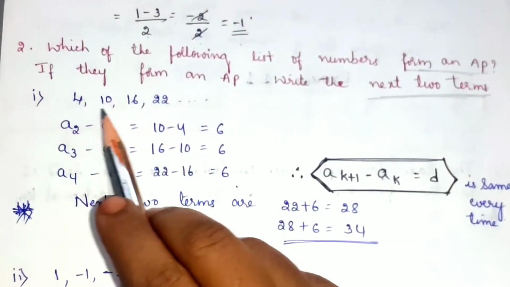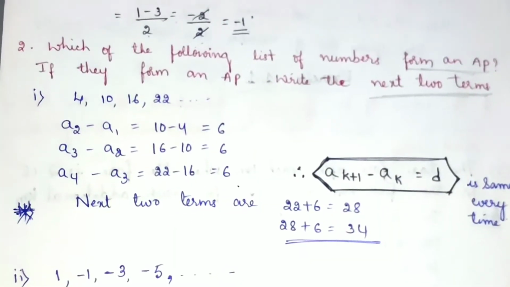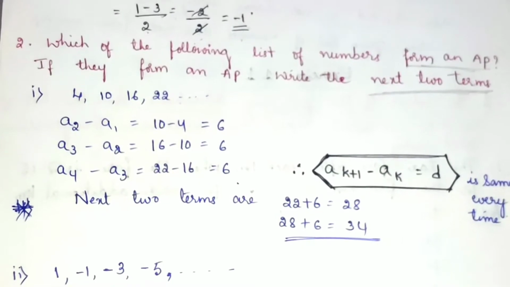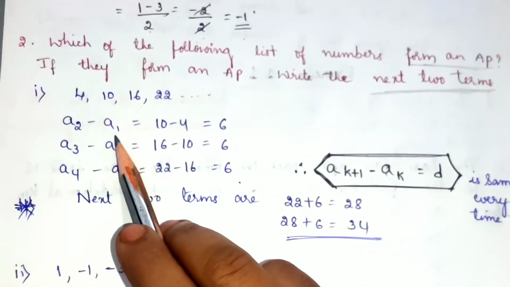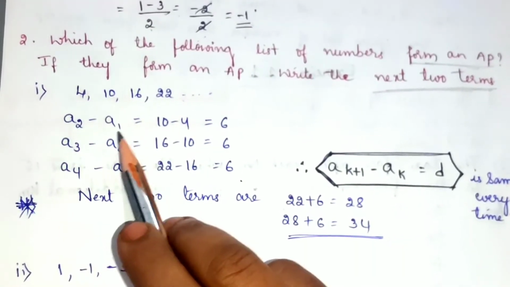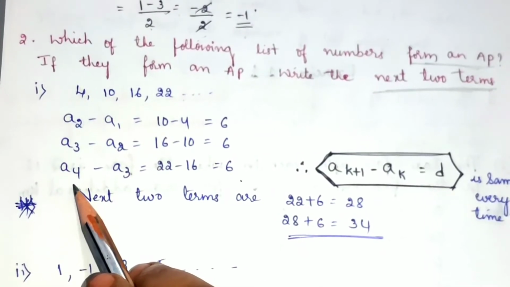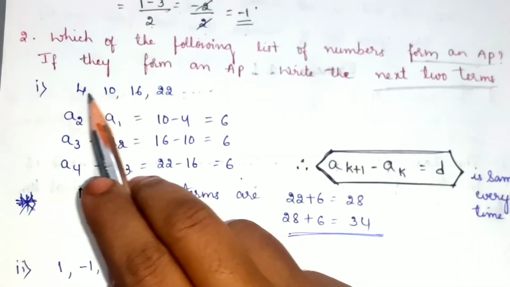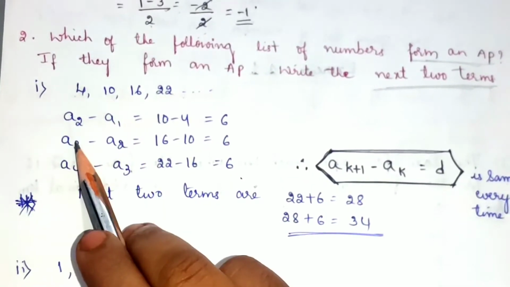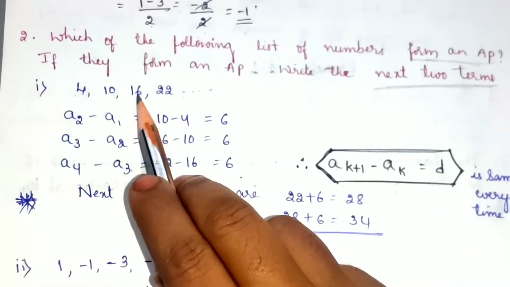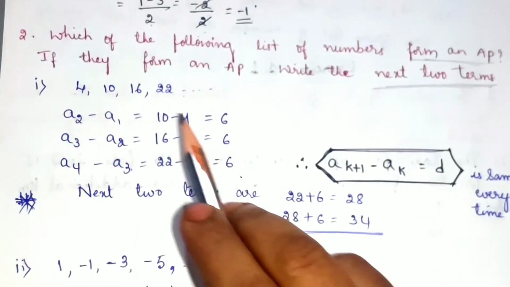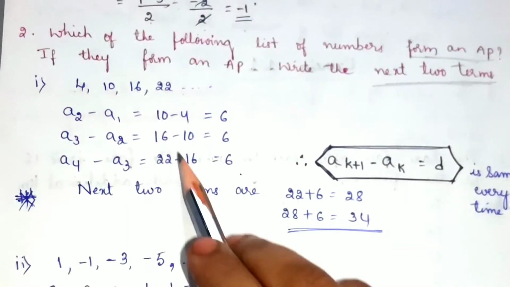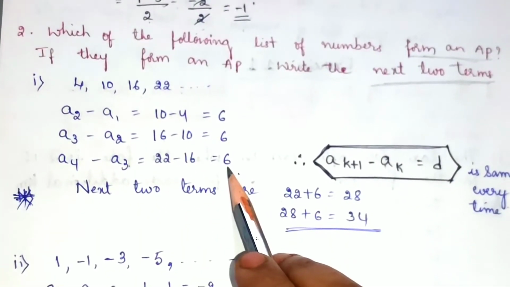The first question is 4, 10, 16, 22. Now, what is the main purpose? The main purpose is to find the common difference. The common difference can be found by a2 minus a1, that is second term minus first term, or third term minus second term, or fourth term minus third term. If we take a2 minus a1, then it is 10 minus 4, which is 6. The third term minus the second term is 16 minus 10, again 6. The fourth term minus the third term is 22 minus 16, which is also 6.